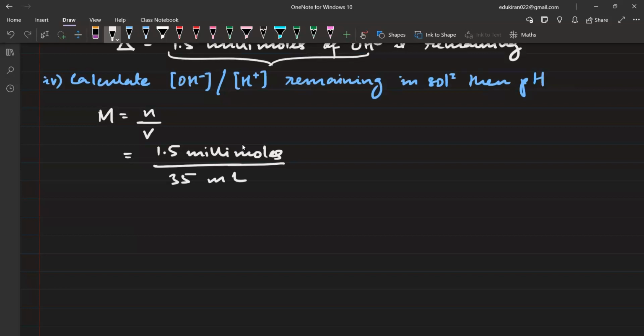35 ml. Now if you notice, milli is 10 to the power -3, and milliliter also has 10 to the power -3, so I can cancel milli and milli. And you can directly write the answer as 15/350. This is the concentration of OH negative, the remaining concentration of OH negative. Makes sense, yes or no? Yes, sir.